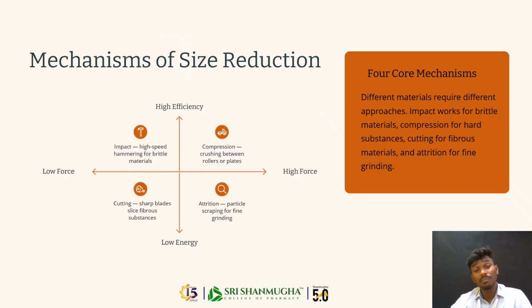The mechanism. What are the mechanisms involved in size reduction? There are mainly four important mechanisms. The first one is impact, the second is compression, the third is cutting, and the fourth is attrition. Impact is high efficiency with low force timing, using high speed and hammering for brittle materials. They use high impact forces.